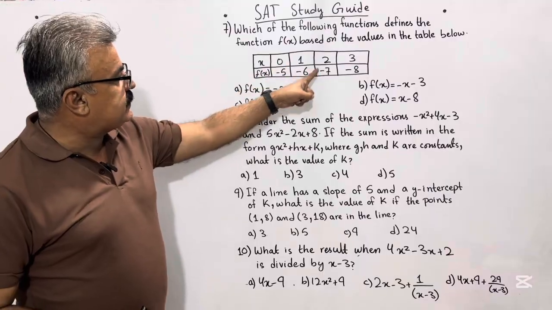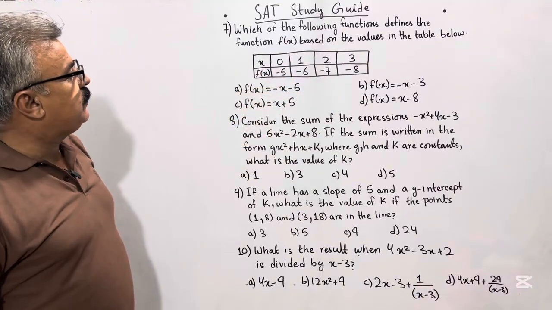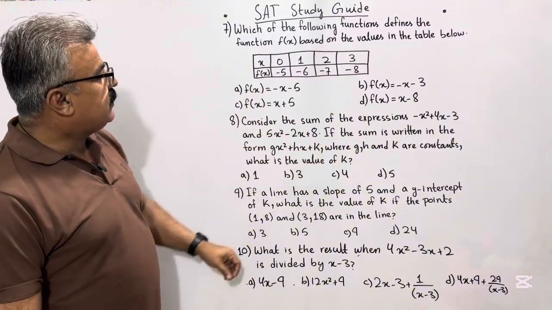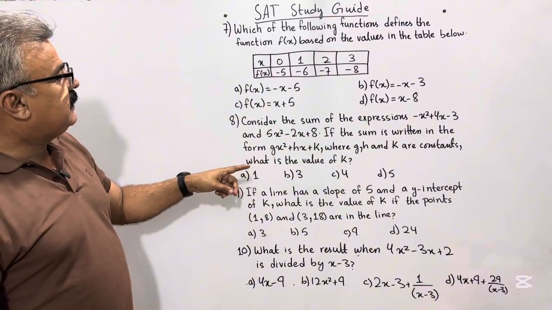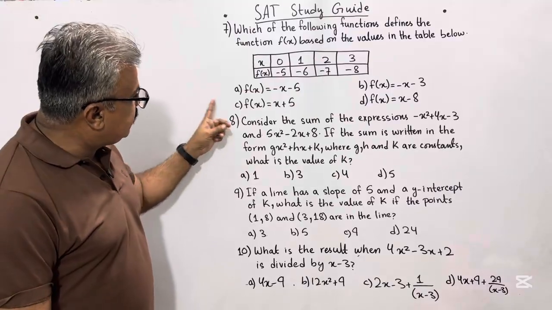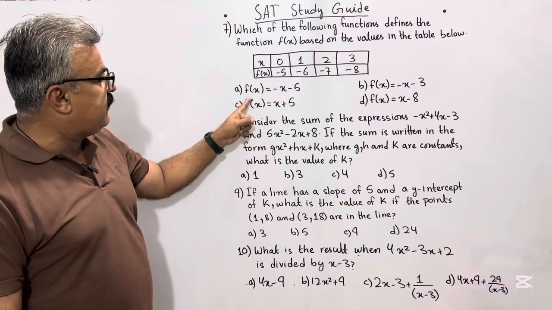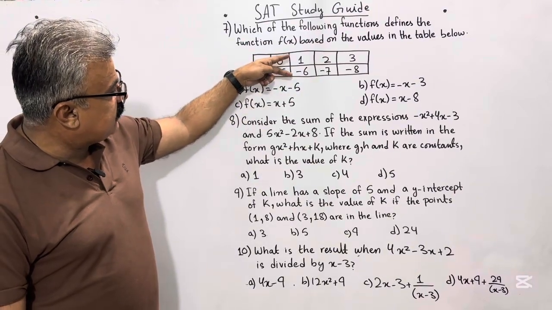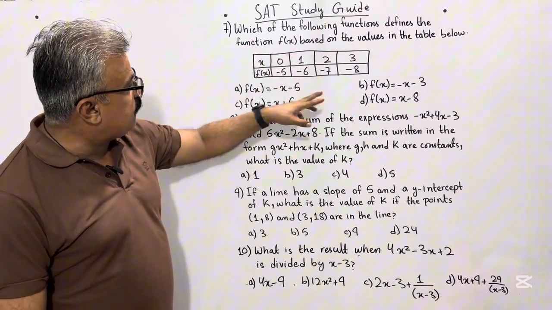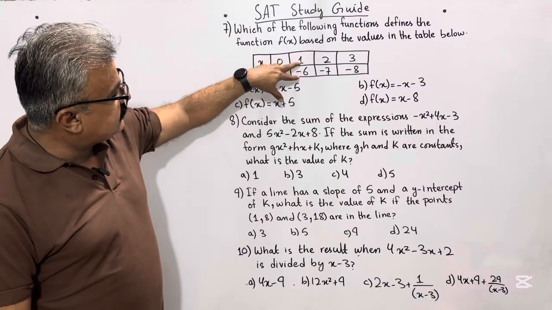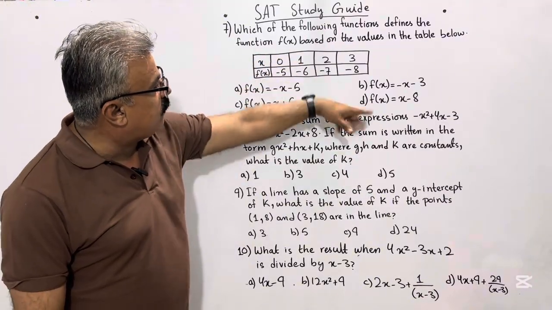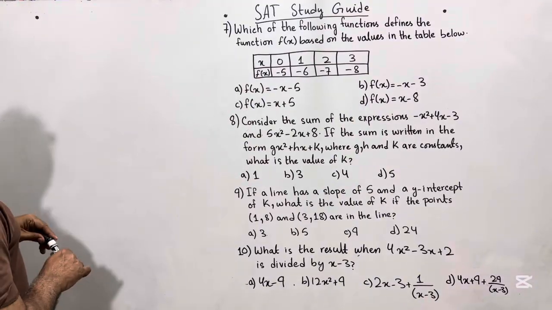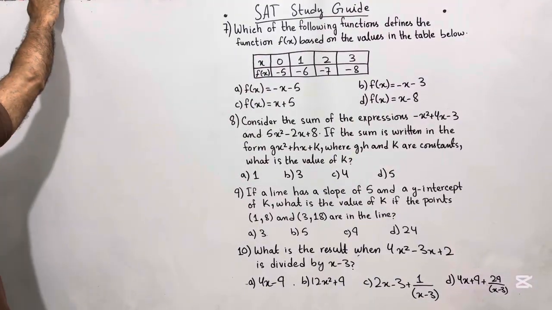Any 2 points are enough to determine the equation of a straight line or a linear function. To write a linear function, or more appropriately the equation of a straight line in two variables x and f of x, where f of x means y, 2 points are enough. 0, minus 5 and 1, minus 6. Take any 2 points; there are 4 pairs here. Take any 2 pairs and it works wonders. Let me take the first one.